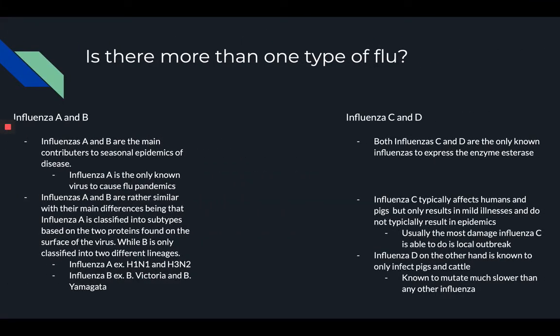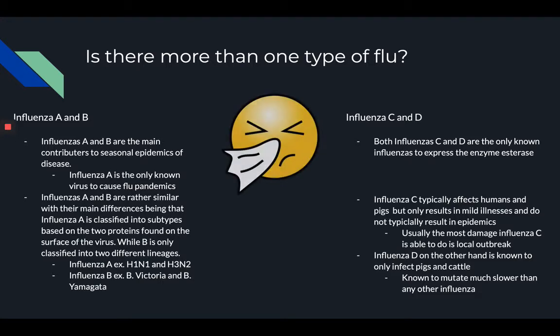So, is there more than one type of the flu? Yes, there are 4 different types of the flu, and I categorized A and B together and C and D together. Influenzas A and B are the main contributors to seasonal epidemics of disease, meaning that during the flu season it will typically be one of the A or B influenzas. In addition to that, influenza A is the only known virus to cause flu pandemics.